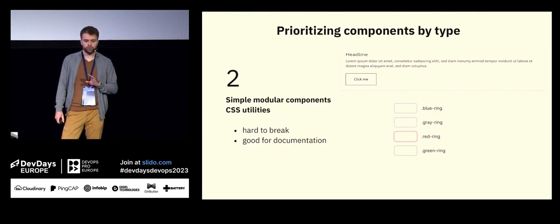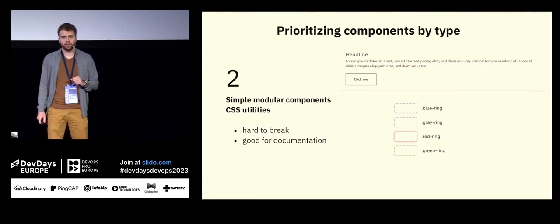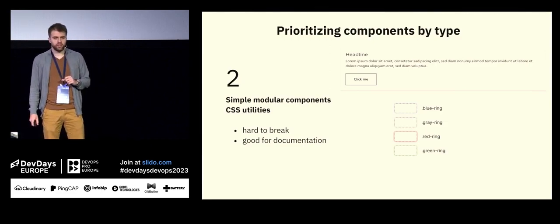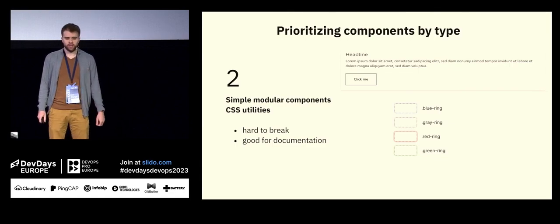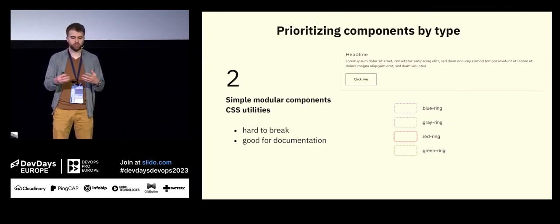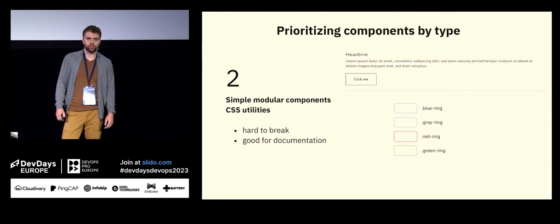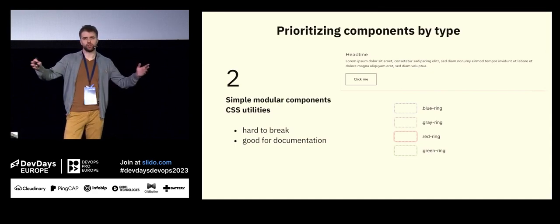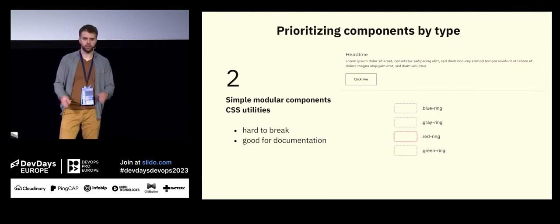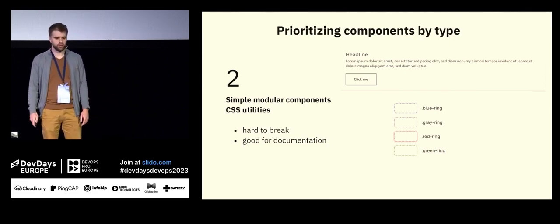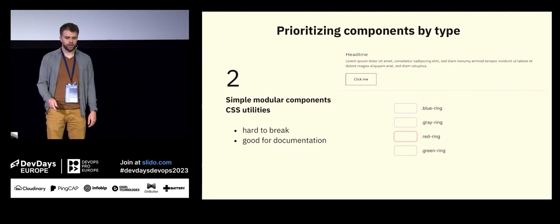Second, I would use Storybook for simple modular components and CSS utilities. The reason they're second place is that it's sometimes hard to break a display component with not much logic in there, but it's good for documentation still. So you can share, this is a card, this is maybe a header of some sort, and we have these styles, so still pretty useful.